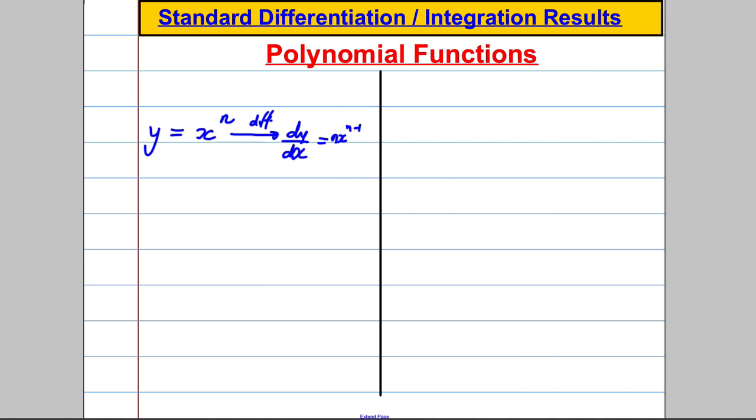So, applying integration, suppose I was given the gradient function and it was nx to the n minus 1, and I integrated this, the result I would get is my y back, x to the power of n, but this time plus a constant, because any number here that I had on my x to the n would have differentiated to 0. So let's try and generalize this rule. So this was just showing that it's the opposite of this.